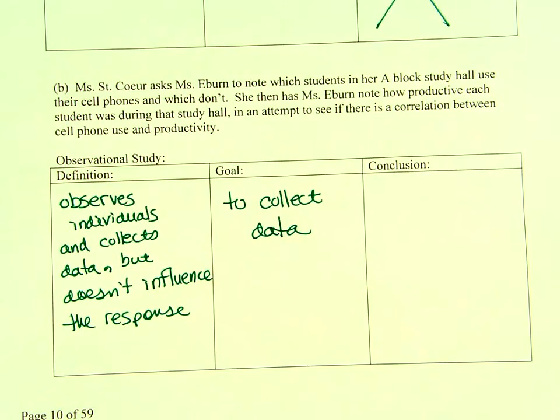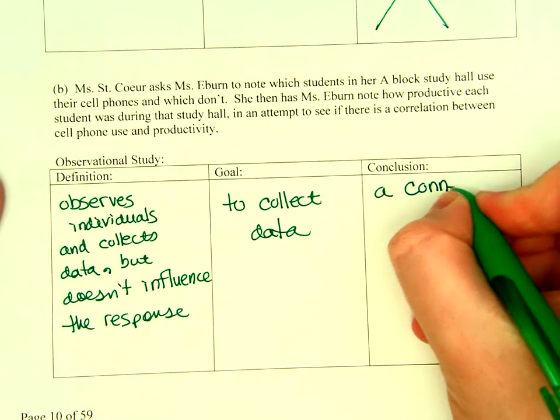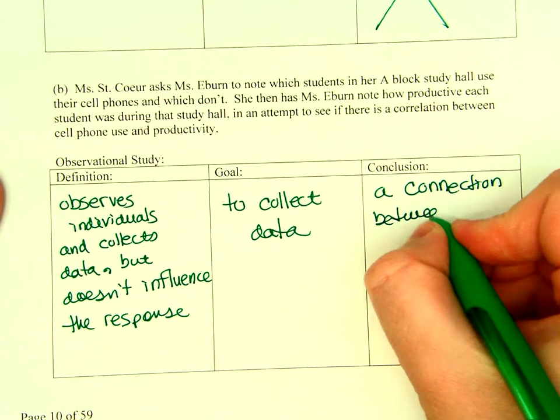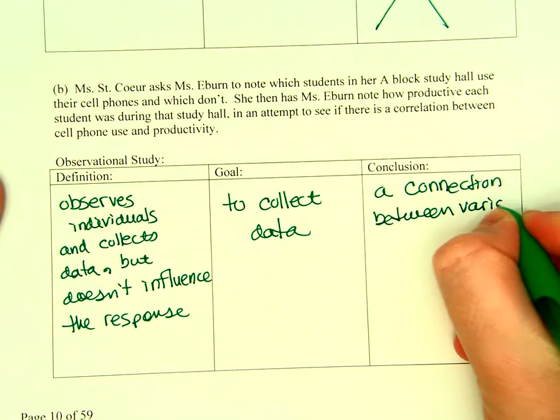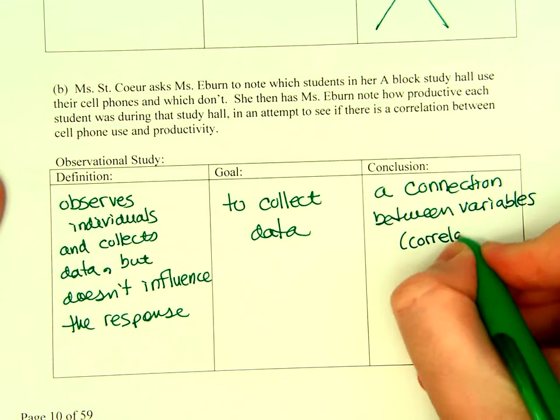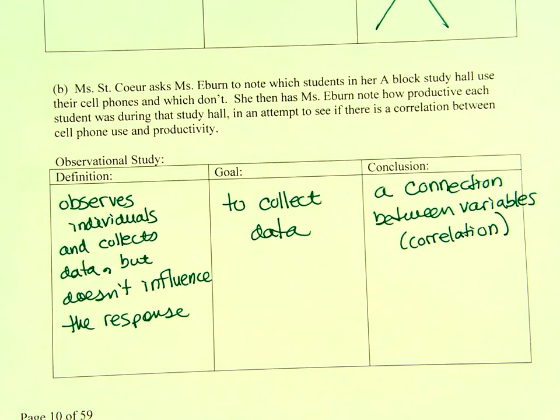And we actually can reach a conclusion based on this. Our conclusion is just going to be what we call a correlation, a connection between variables. Our conclusion is going to be a connection between the variables, also called a correlation. We're going to be using that word a little bit more later. All it says is that there's a relationship between the variables. There's a relationship between cell phone use and how productive people are in study hall.